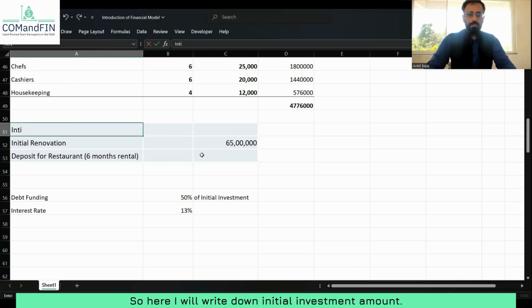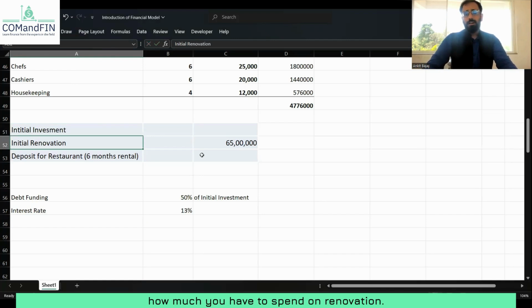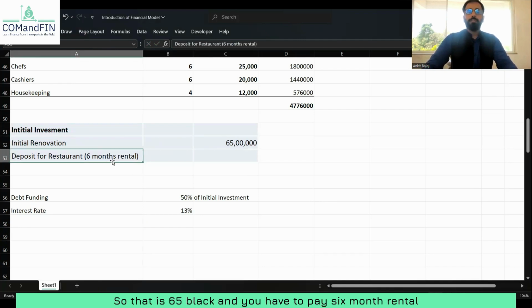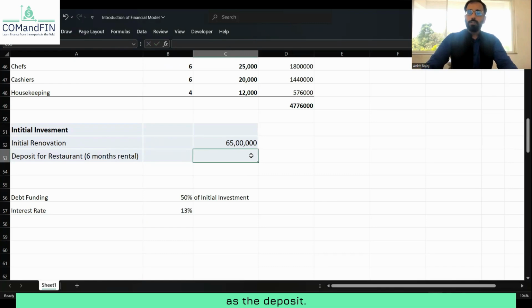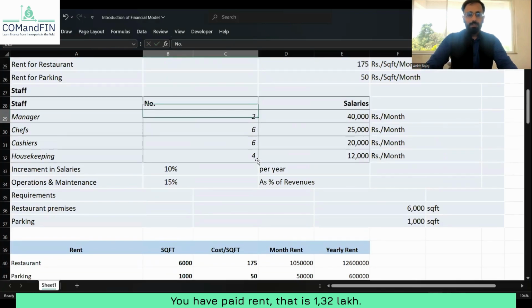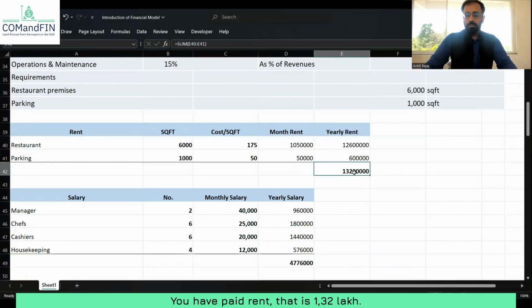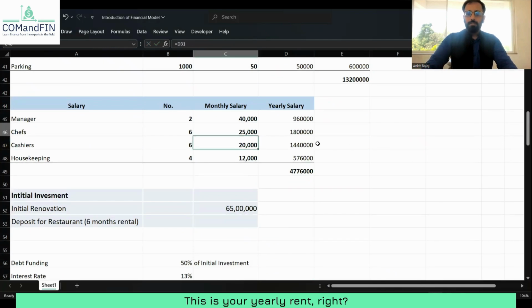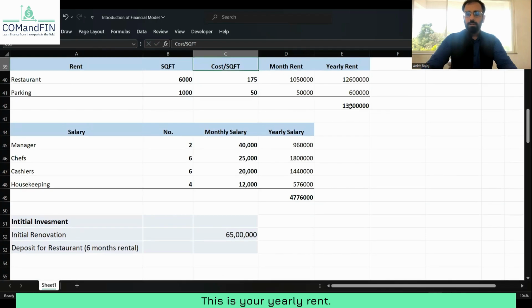So here I will write down initial investment amount. We know the renovation cost, how much you have to spend on renovation. That is 65 lakh, and you have to pay 6 month rental as the deposit, right? So here we know how much rent you have paid. You have paid rent of 1 crore 32 lakh. So would you be able to calculate the 6 month rent? This is your yearly rent.